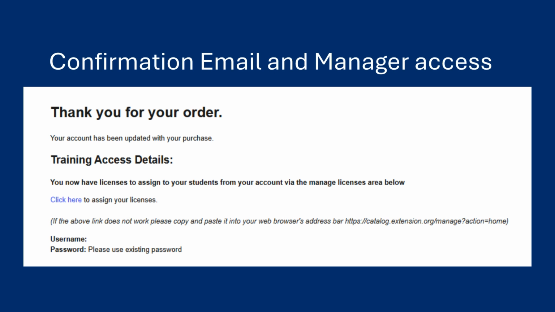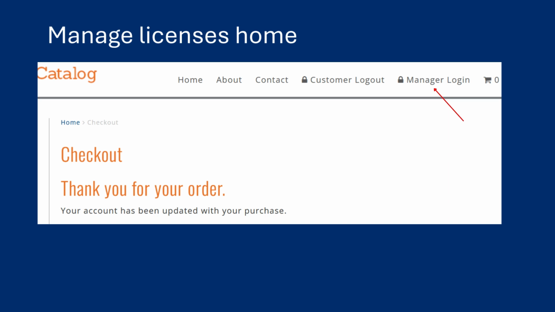You will receive an email with a link to assign seats. You can access the management page by clicking on the link provided in the email or log into your account and click Manager Login located on the main page of your account. Each participant must have an active individual account on Campus Extension. Ensure that you obtain their name and email address used to set up their account. If the name and email do not match, you will be unable to assign a seat to a participant. You are now the manager of the purchased licenses.